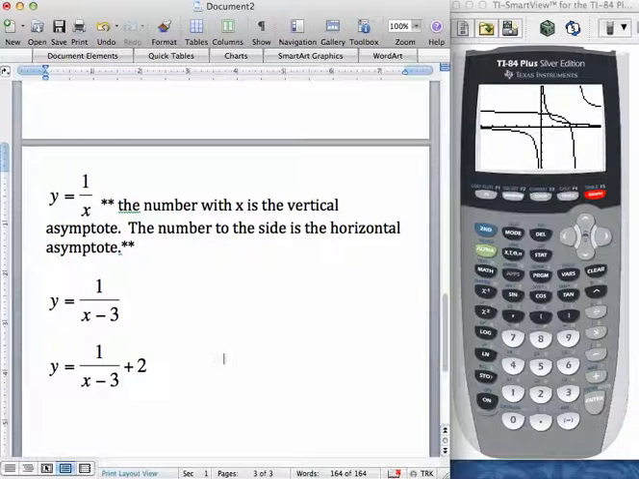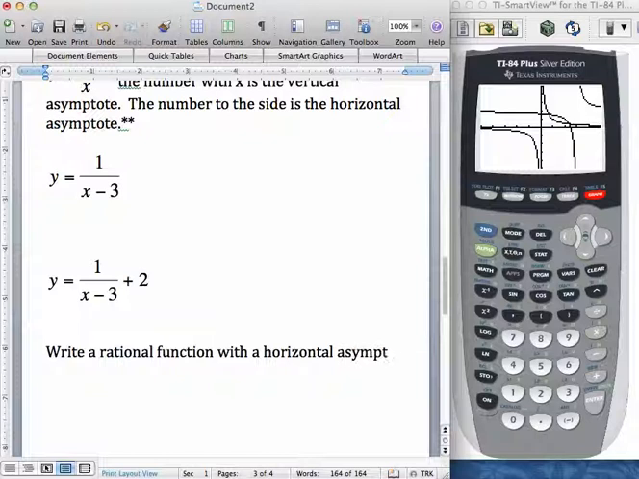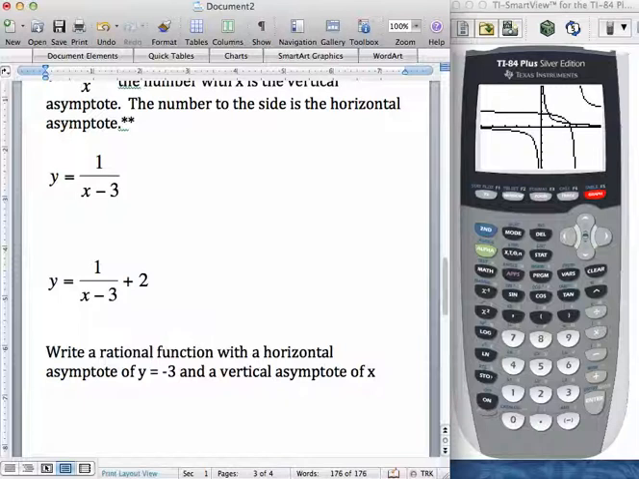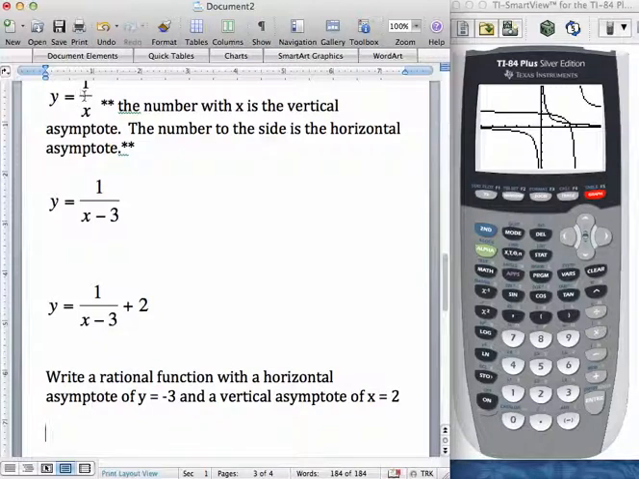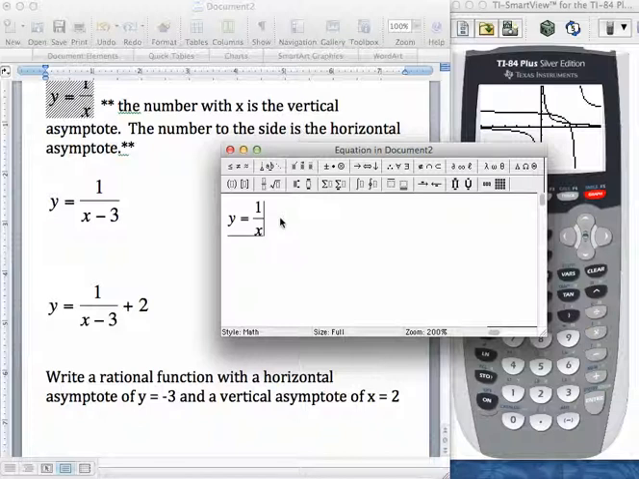Okay? So if you ask a question like, write a rational function with a horizontal asymptote of y equals negative 3 and a vertical asymptote of x equals 2. Okay? So let's say you have to do that. Here's what you're going to do. Let's take the parent function. So we have this, right? We want a horizontal asymptote of minus 3. So we know that the horizontal asymptote is the number to the side. So on the side here, I'm going to put minus 3 because that's where it's going to be.